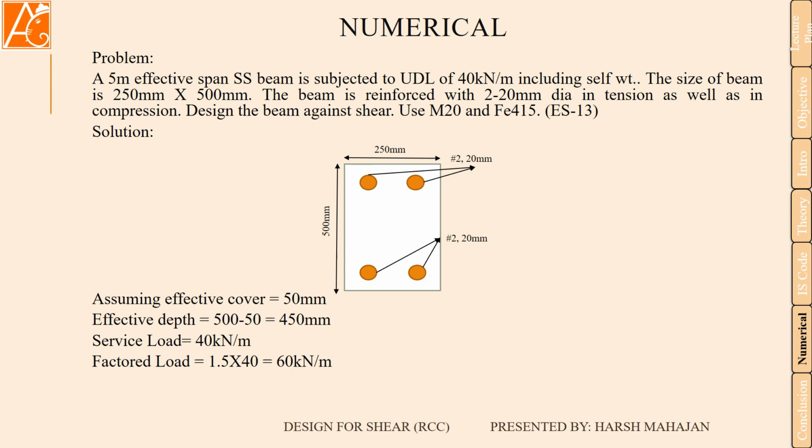Now the beam has this reinforcement area. So first of all you have to assume the effective cover, which is 50 mm. Then the effective depth will be 450 mm. The service load is this, and the factored load will be 1.5 times the service load.